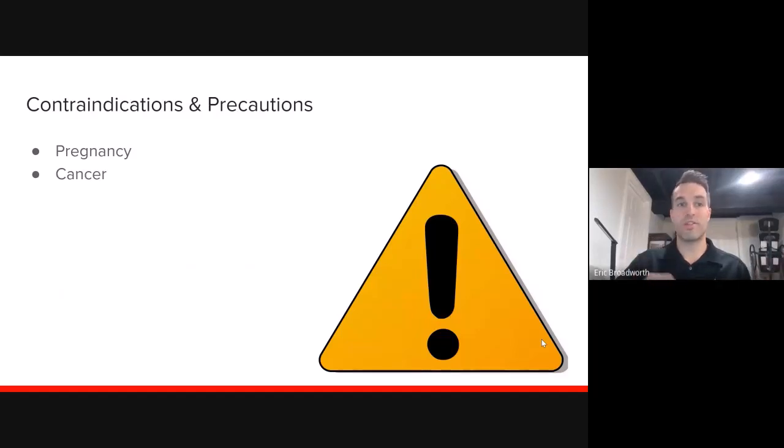Contraindications and precautions. This is always a big one, right? Two big ones: pregnancy and cancer. Really, that's about it. If they're worried or they have a huge laundry list of past medical history, always recommend them to follow up with their MD, their primary care physician, and just get the confirmation. But the two ones: pregnancy and cancer.